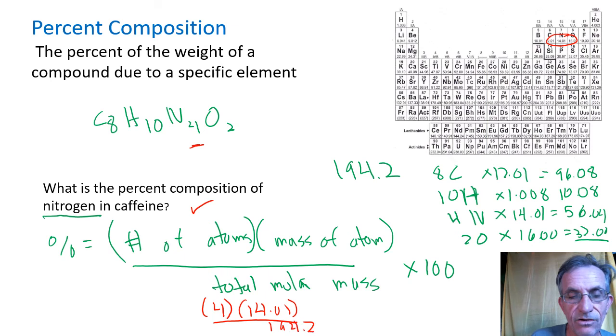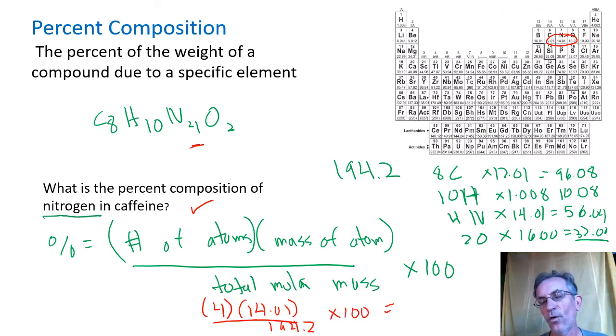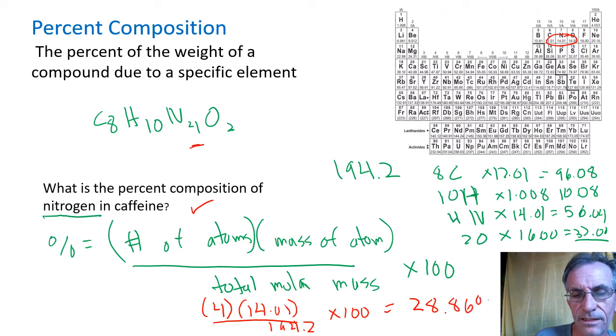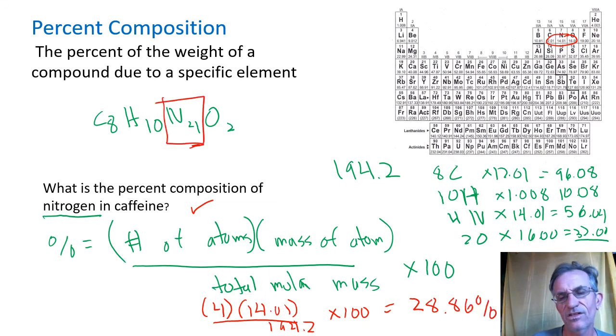And then, again, I'm running out of room, times 100. So if you work it out, 4 times 14, that's the weight of all the nitrogens together, divided by the weight of every atom in the entire thing, it's about 28%. It should work out to be about 28%. So about a quarter of the weight is coming from the nitrogen atoms, a little over a quarter.